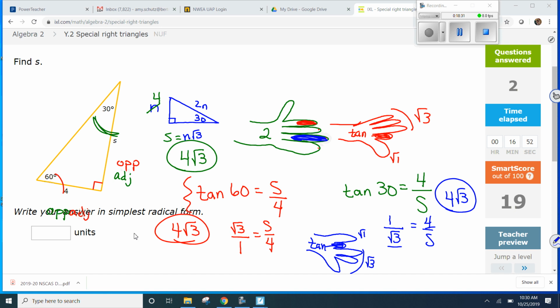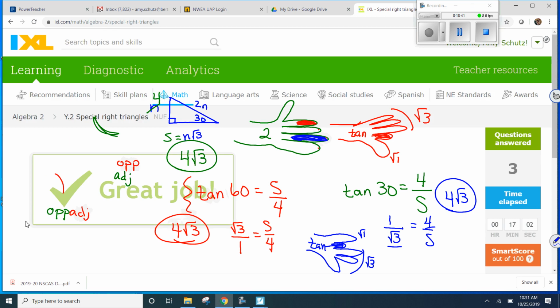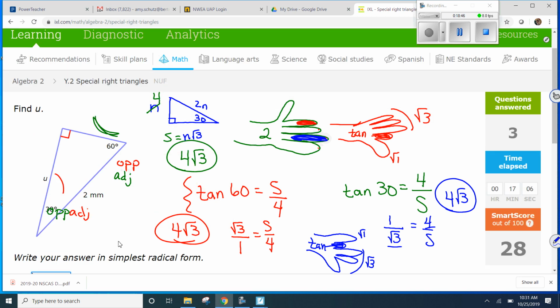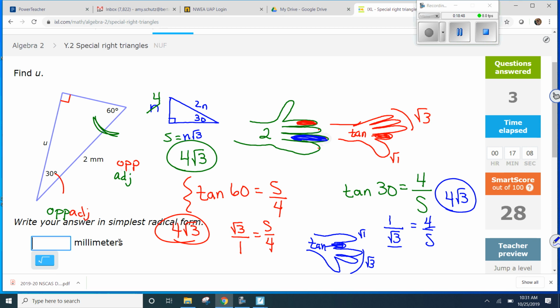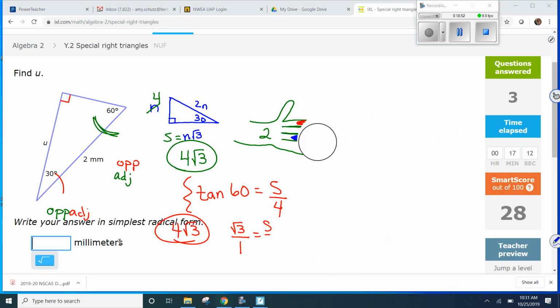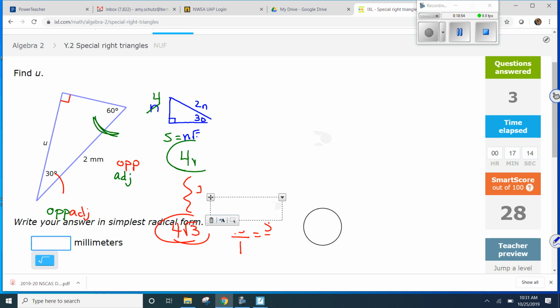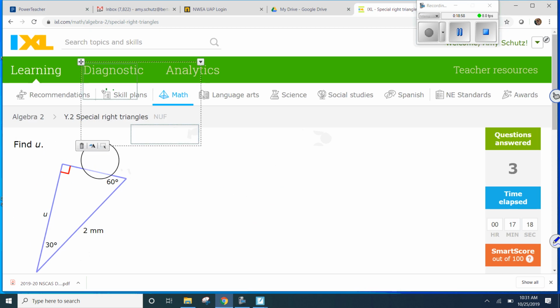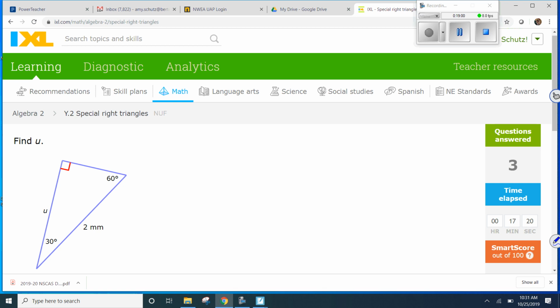So let me see if I can get 4 radical 3 typed in here for you, so I can move to another example. I think you probably have it, but I'm hoping that I get to an example where I have a 45, 45, 90 triangle. I think I'm going to pause this, and I'm going to go ahead and answer through a couple of these until I get to a 45, 45, 90 triangle. If you need more examples like this, let me know.